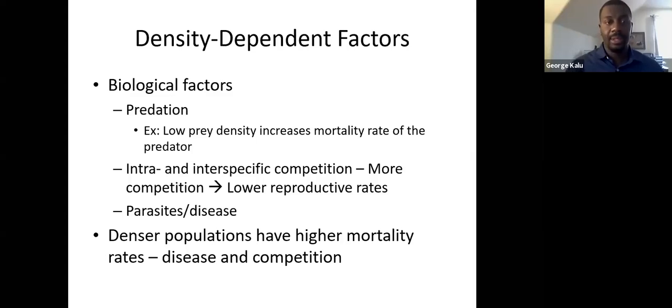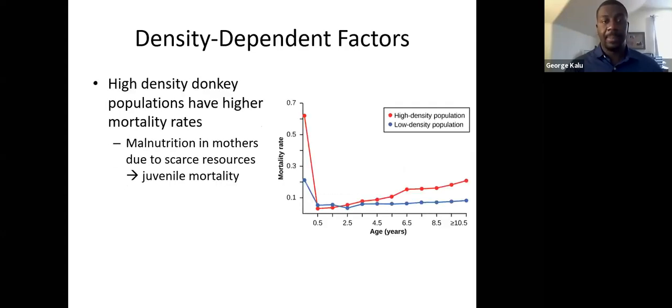Those are density-dependent factors. An example was in Australia, where they did an experiment to see how population density affected the mortality rate in donkeys. They had two different populations: one with a high population density of donkeys, and another with a low population density. What they saw was that the high density population had a much higher death rate, a much higher mortality rate, than the low density population.